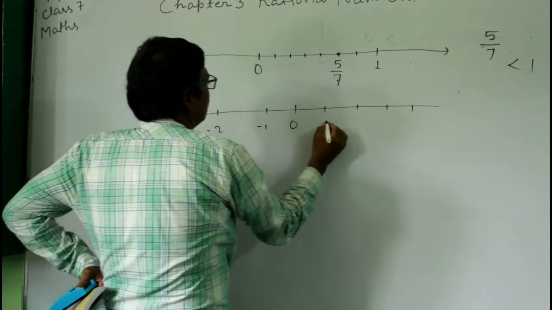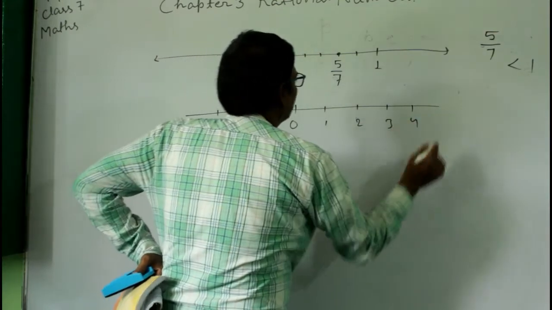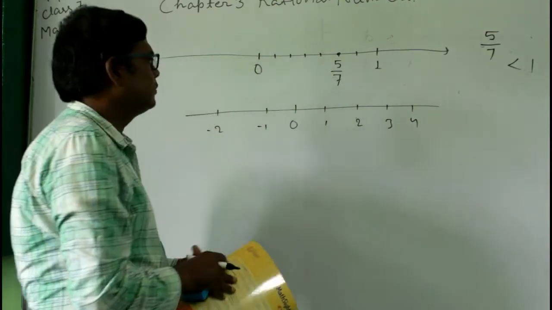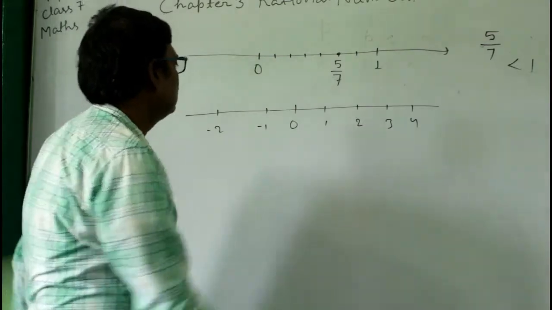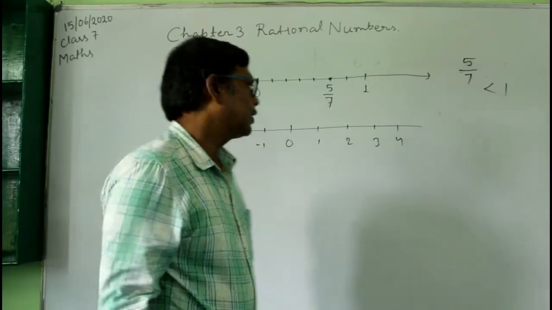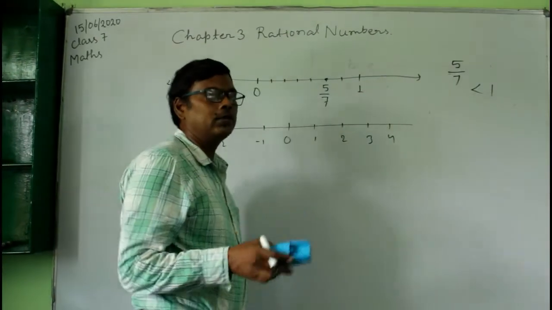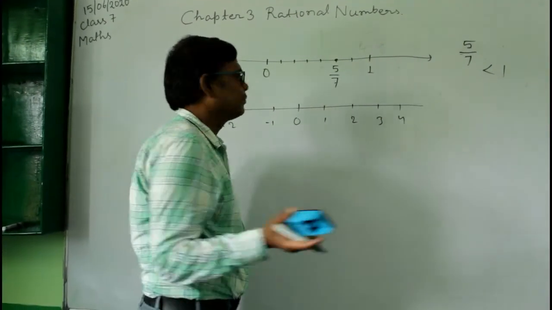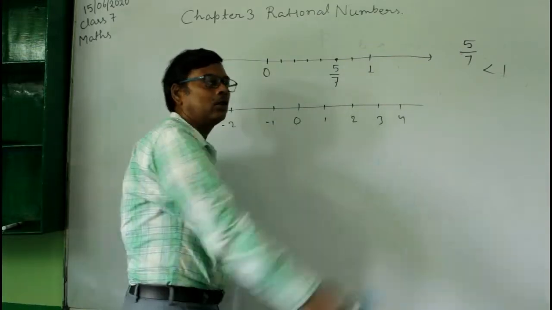-1, -2, 1, 2, 3, 4. In this you have to understand that here 0 is the reference point, from which we are measuring the distances on either side of this number line.